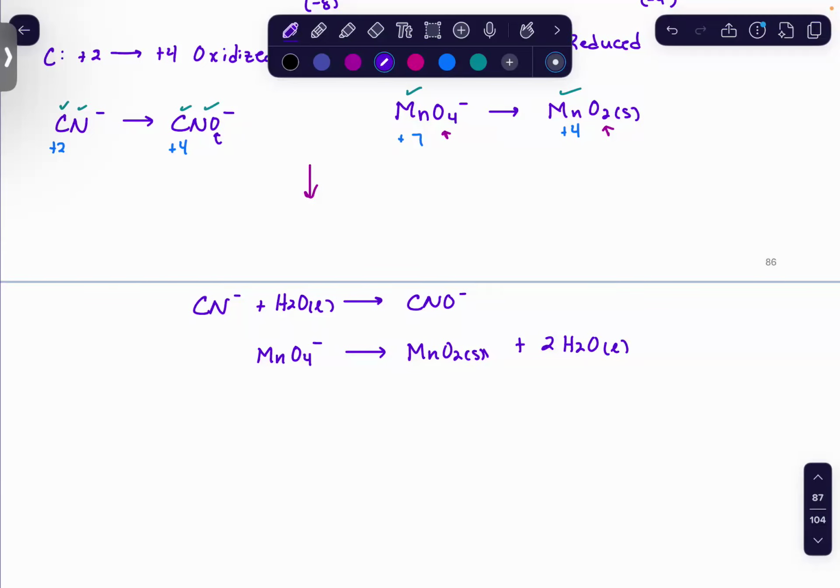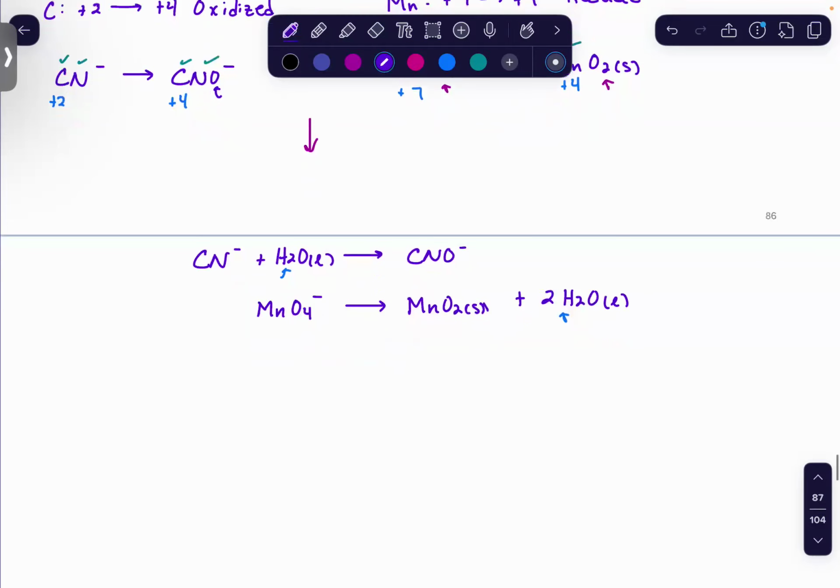Okay, now I need to use protons to balance hydrogens. All right, so let's see what we have. Well, I have two hydrogens on the left side of my cyanide equation. That means I'm going to need two protons on the right. On my manganese equation, I have two water, so four hydrogens, which means I'm going to need four protons on the left. All right.